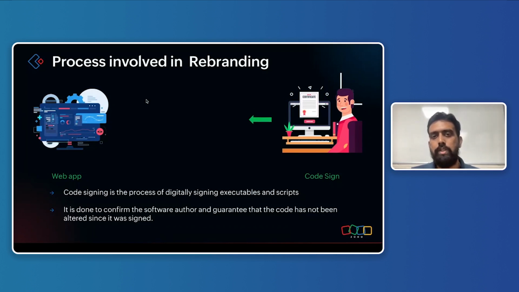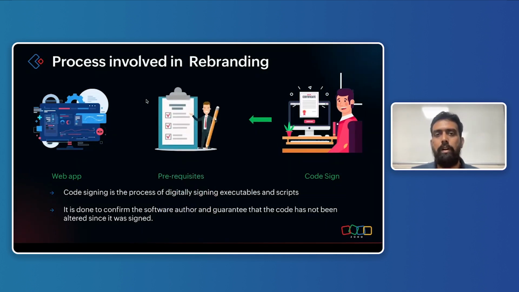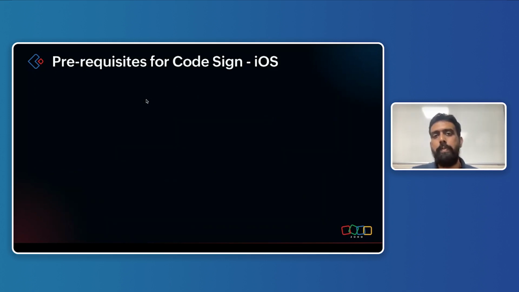Now, for this code sign process to be done, you need to have the prerequisites ready. So with the prerequisites, you'll be able to code sign and then distribute the application. Now, what are these prerequisites? For iOS, we have a separate list of prerequisites that needs to be ready before code signing. And for Android, you also have a separate set of prerequisites.